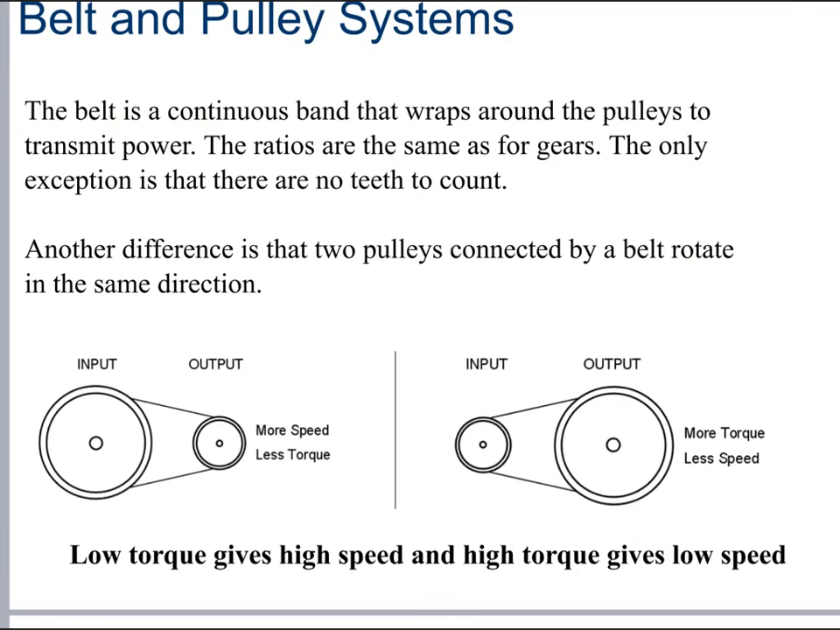Moving on to another powertrain element, we're going to take a look at the belt and pulley systems. A belt and pulley system is a continuous band that wraps around the pulleys to transmit power. A driver pulley or input pulley powers one or more driven pulleys. The pulleys are connected by belts. The ratios are based on the relationship between the different pulleys. As you can see in the picture below, pulleys manipulate both torque and speed. If the output pulley is smaller than the input pulley, speed is gained, and consequently, less torque is available. If the output pulley is larger than the input pulley, torque is gained, but there will be less speed available.